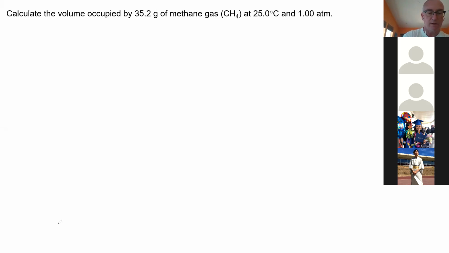So we get our color here to use. It's a pretty color. Here, use pink. So what information do we have? We have a mass of gas. We have a temperature, 25.0 degrees, and we have a pressure, 1 atmosphere.